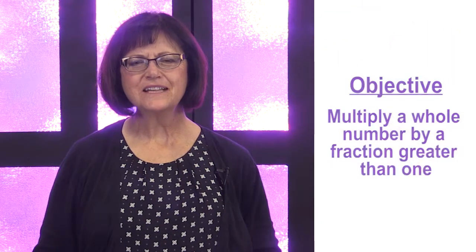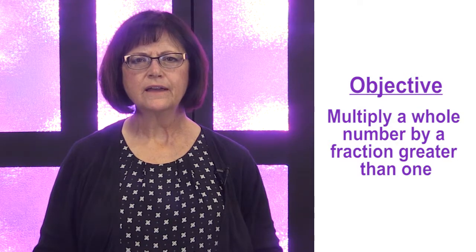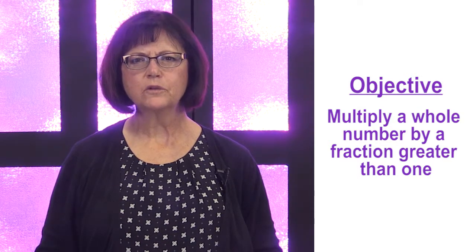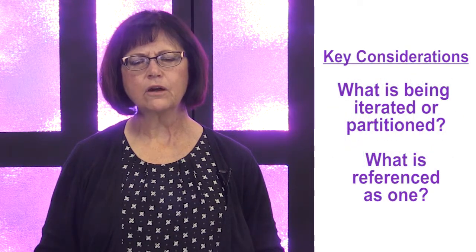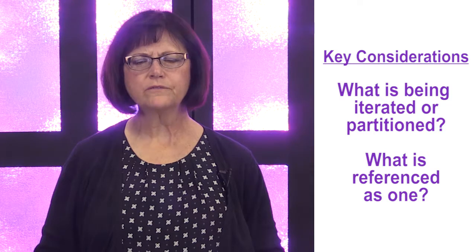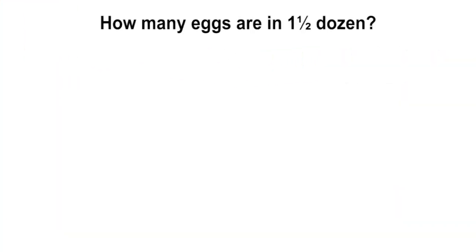The objective of this lesson is to multiply a whole number by a fraction greater than 1. As students reason about fraction multiplication, there are two key considerations: what is being iterated or partitioned, and what is referenced as 1. For example, if asked to determine how many eggs are in 1 1/2 dozen, the expression 1 1/2 times 12 can be used to represent the problem.